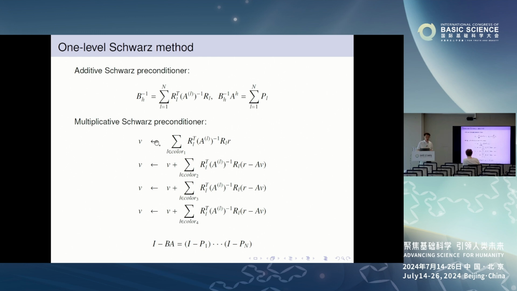Of course, we can also design some multiplicative Schwarz preconditioner. This is what I just showed you in the two-subdomain case. This is the Schwarz alternating method, because you can see I minus B A is exactly I minus P 1 times I minus P 2. So in the two-subdomain case, capital N is just equal to 2. This is the many-subdomain case.